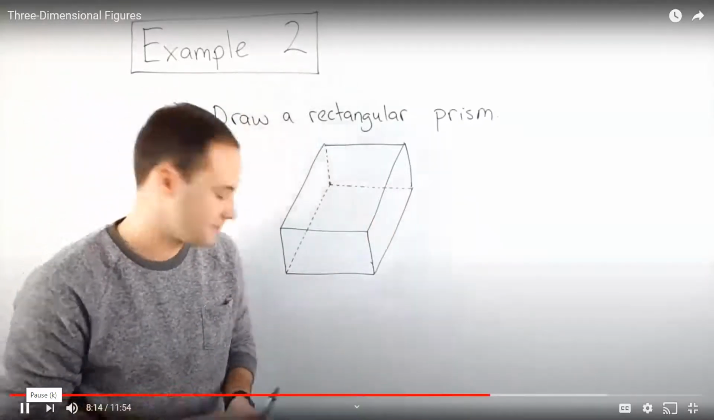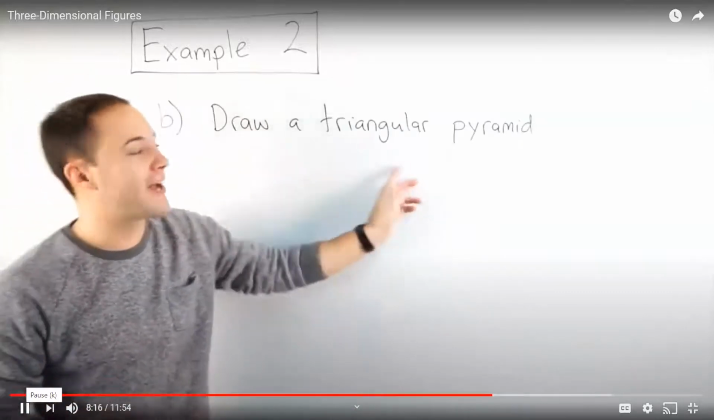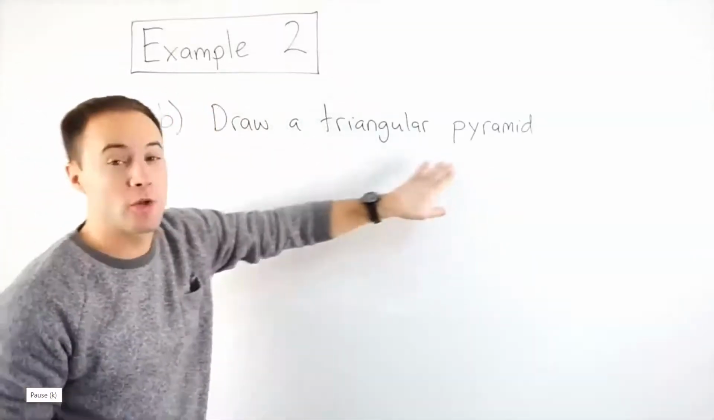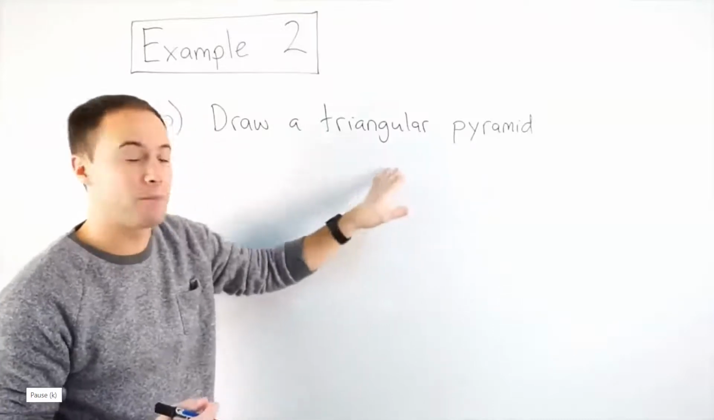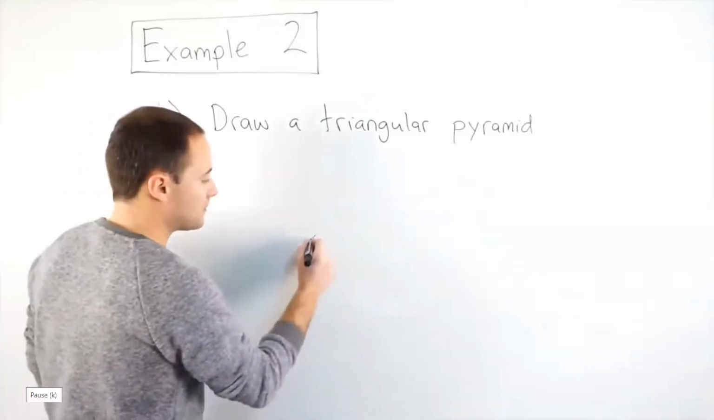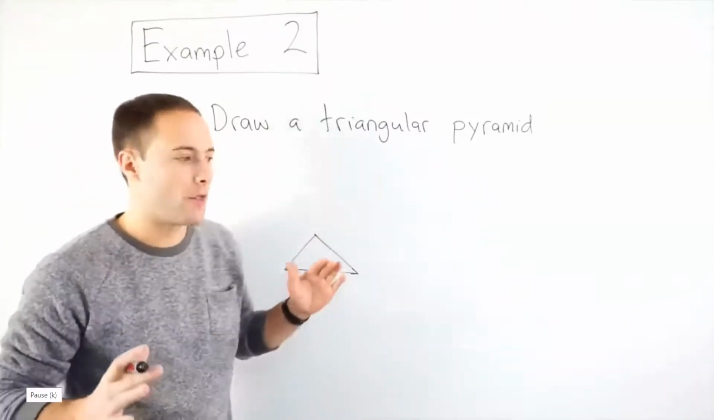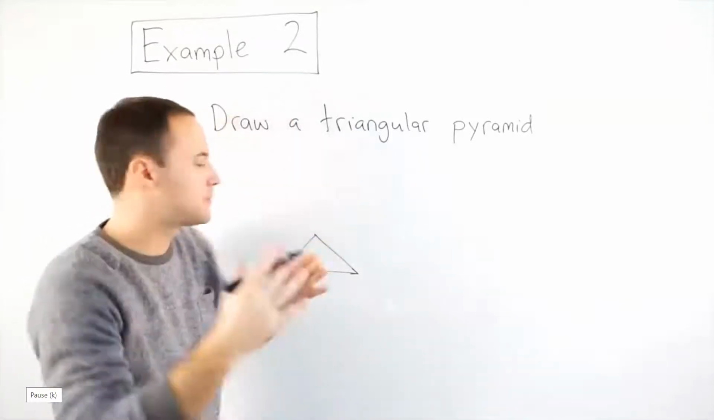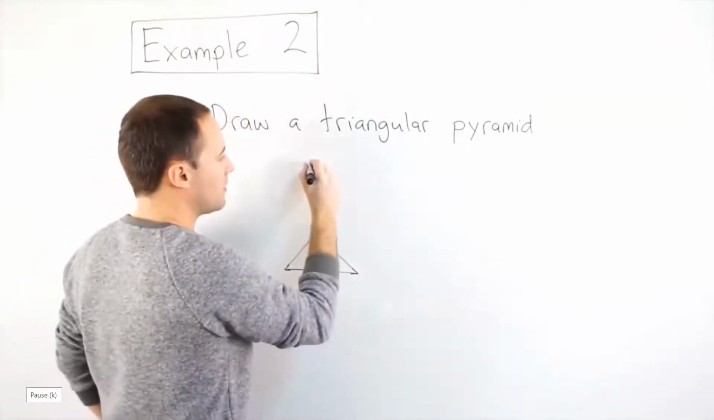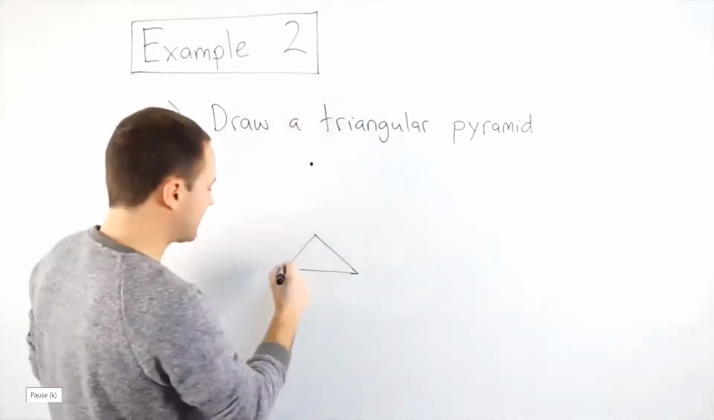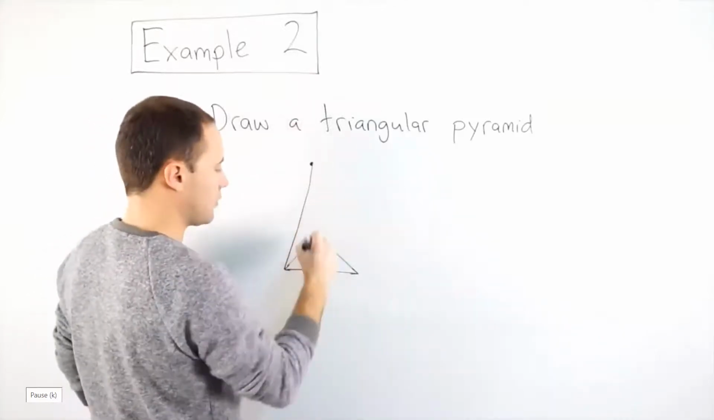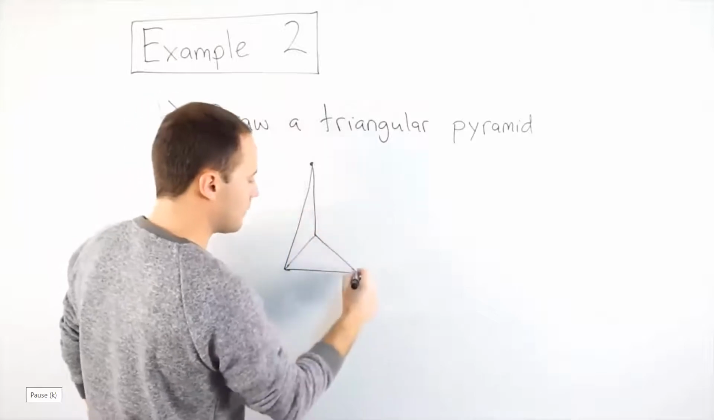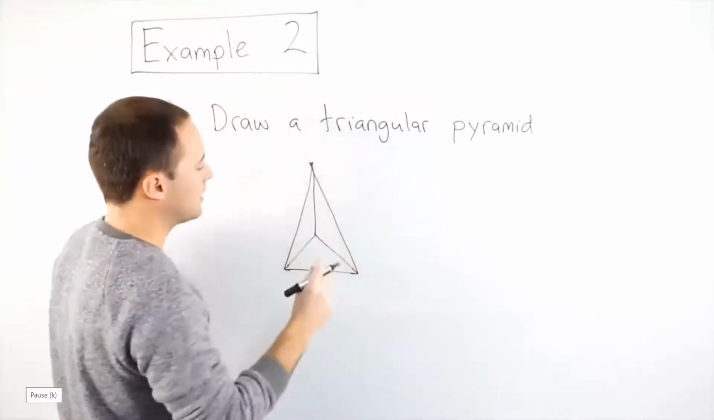Let's try one more. Okay, part B, draw a triangular pyramid. Triangular pyramid means the base is going to be a triangle, so I'm going to start with that. And then remember, all of the sides come up to a point, come up to a vertex, so you put a point up here and just simply connect each of those vertices up to that point, like that.